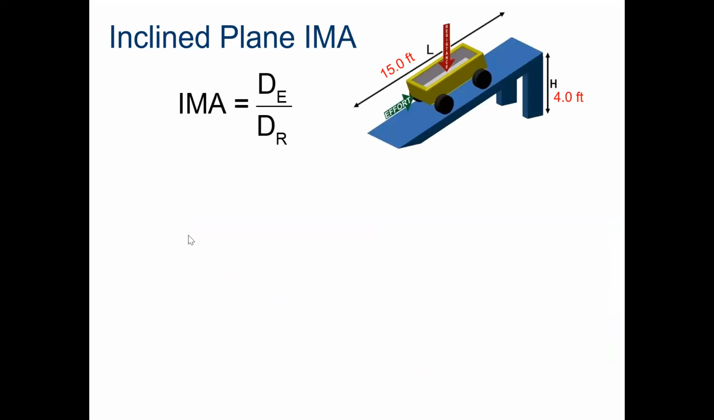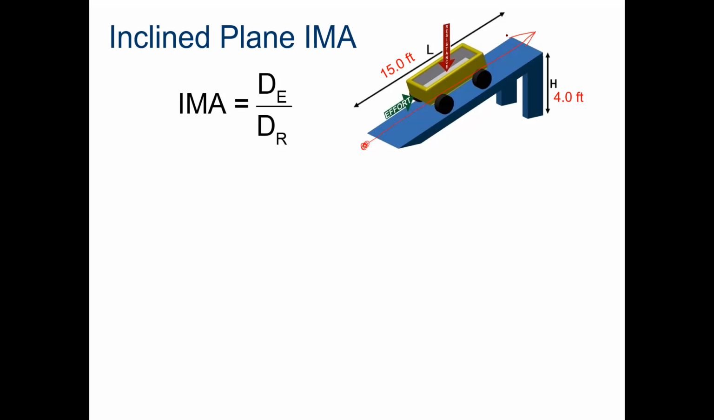So IMA for an inclined plane is still the same as all of our other IMA equations. It's dE over dR, and just like with our other equations, it's just where do we put the distances that we're looking at. So I have the distance that I'm applying the effort, and I have the distance that my resistance is going. So in the picture here, we have this cart, and the cart would be starting down on the ground, and we're slowly moving up the ramp this way, okay?